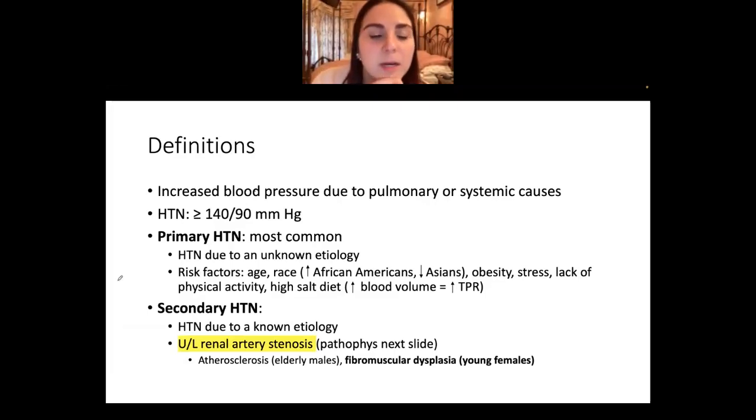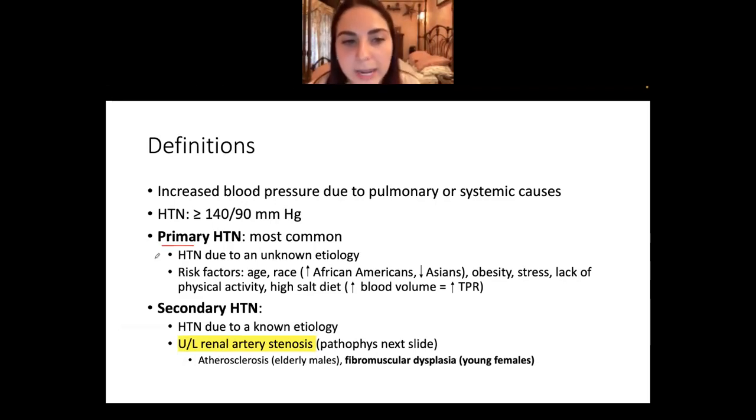Primary is most common. When it says primary hypertension, and we talked about this briefly, the hypertension is the cause, but they don't know why. They have absolutely no idea what's causing these patients to have hypertension. It's not a virus or anything. There's no true cause. This is what's most common. This is what most people have.